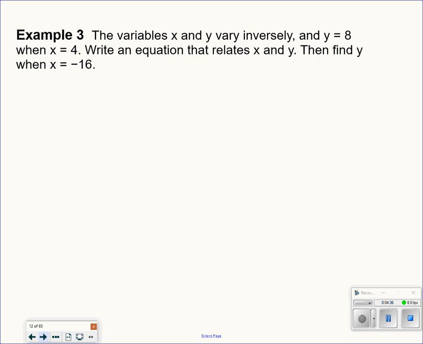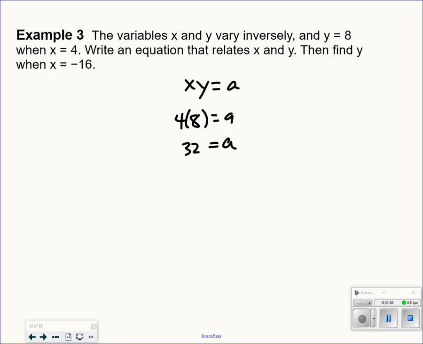The variables x and y vary inversely. So right there, pause right there. X and y vary inversely. So I know that x times y equals a. Keep going. Y is equal to 8 when x is 4. So when x is 4 and y is 8, the a value in this case is 32.